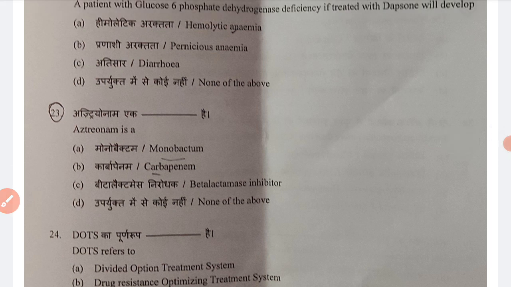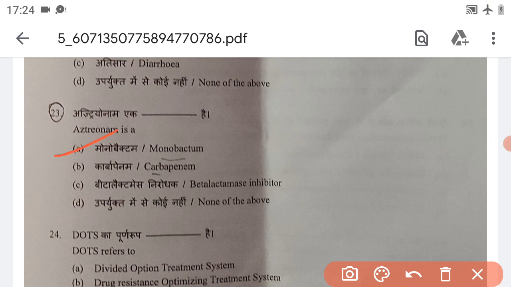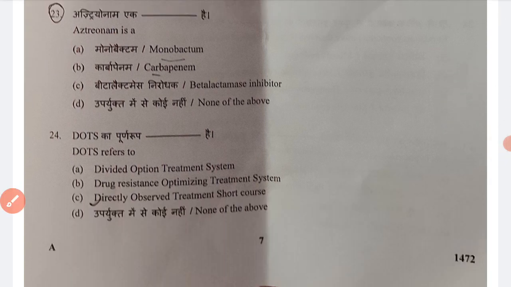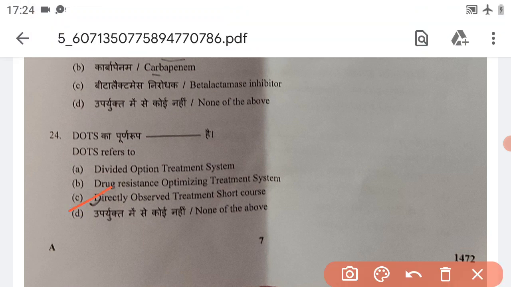Aztreonam is an antibiotic and its category is monobactam. Next, DOTS full form, used in the treatment of TB tuberculosis, is Directly Observed Treatment, Short course.